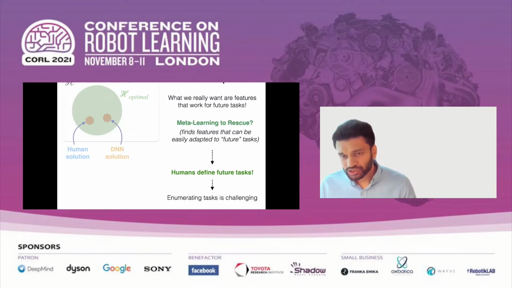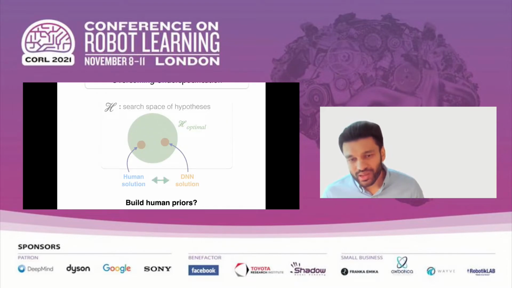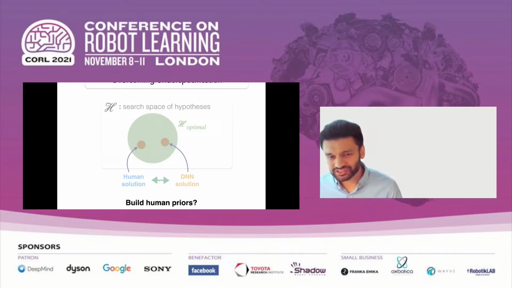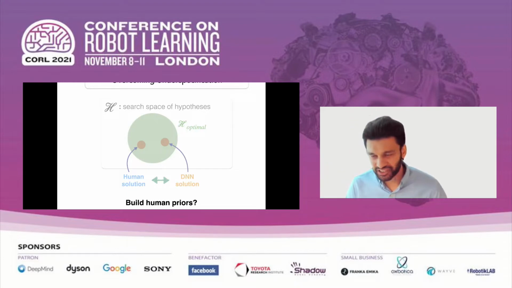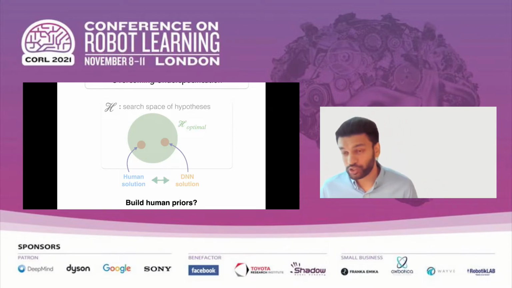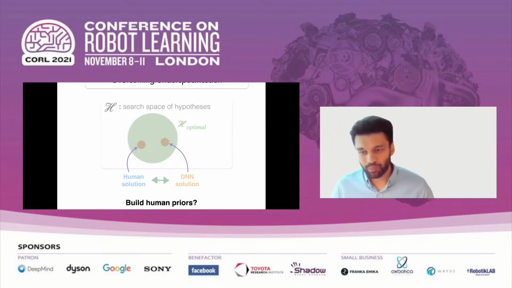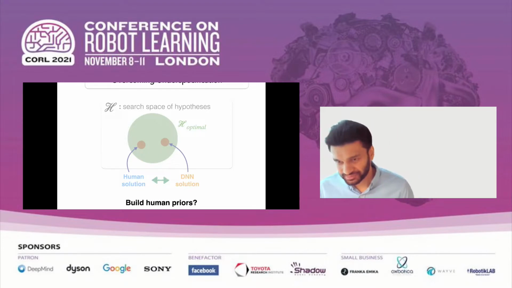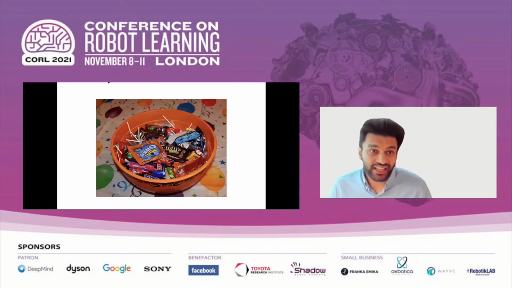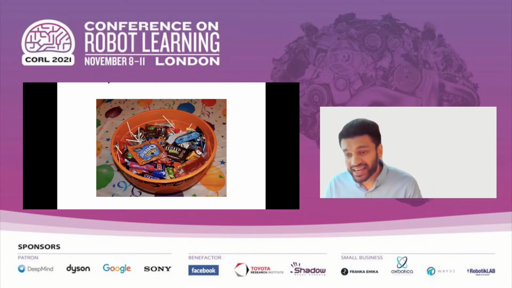So one might say, well, if you're really trying to align the human solution and the neural network solution, why not build in priors such as objects, 3D, and so on that humans use? But even this poses a problem. For example, let's assume we want to build in the prior of an object. The question is, what is an object? Like, consider I tell you a task that I want to move all the candies.